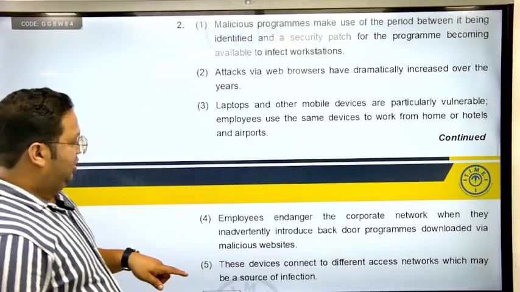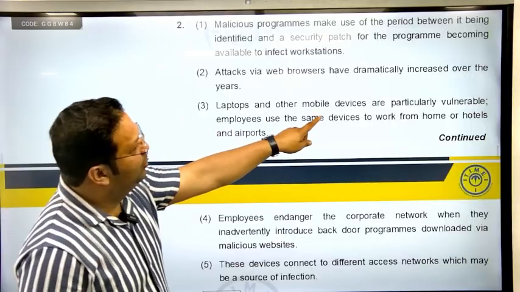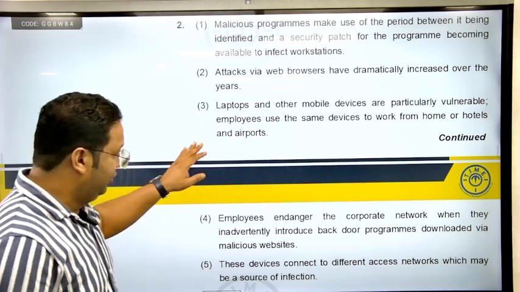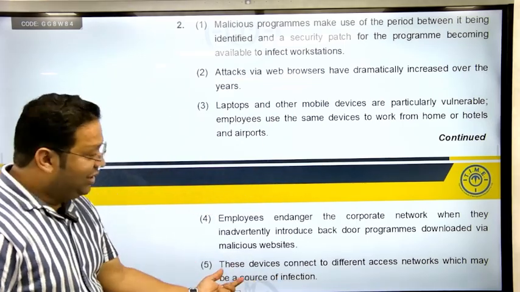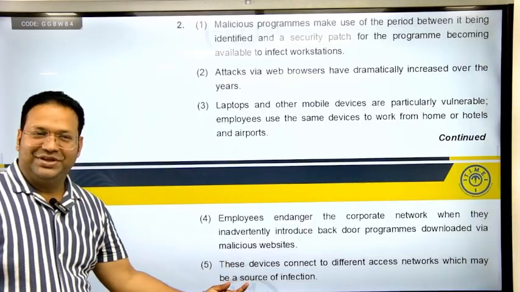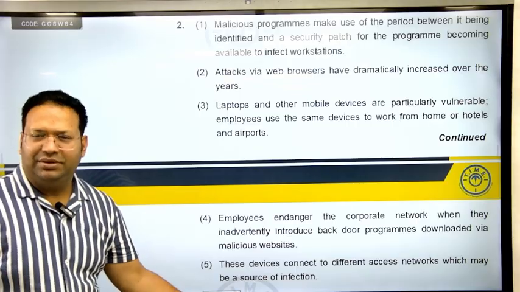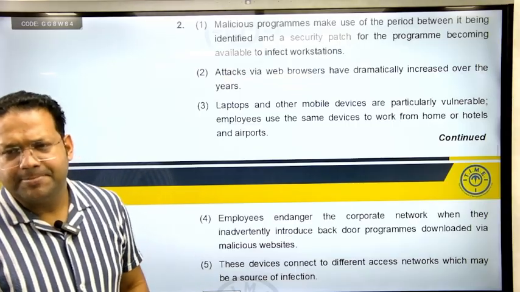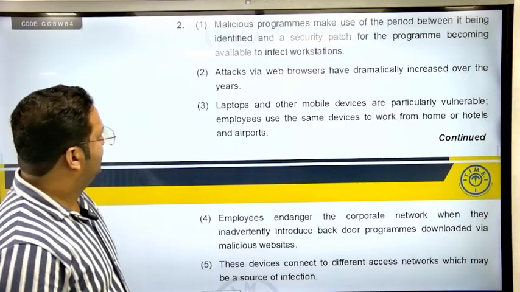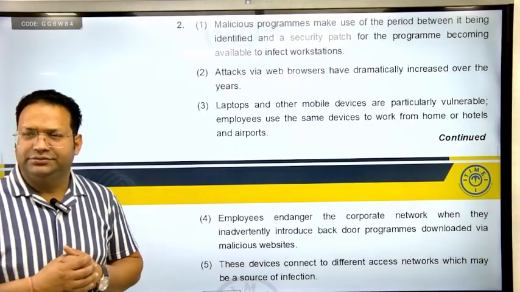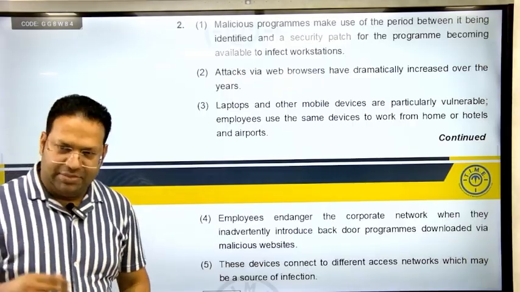3 and 5. Over here they are talking about laptops and other mobile devices being particularly vulnerable. Employees use the same devices to work from homes, hotels and airports. These devices. Now look at the pronoun. The number. What happened? They are saying third should come in place of fourth. Then where will you take fourth?